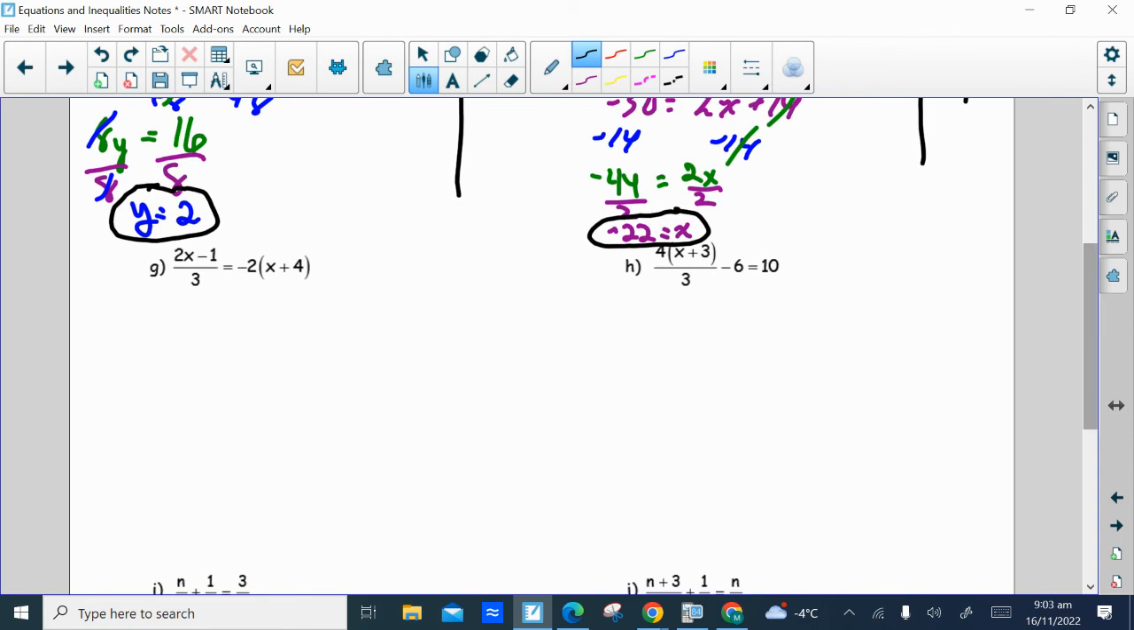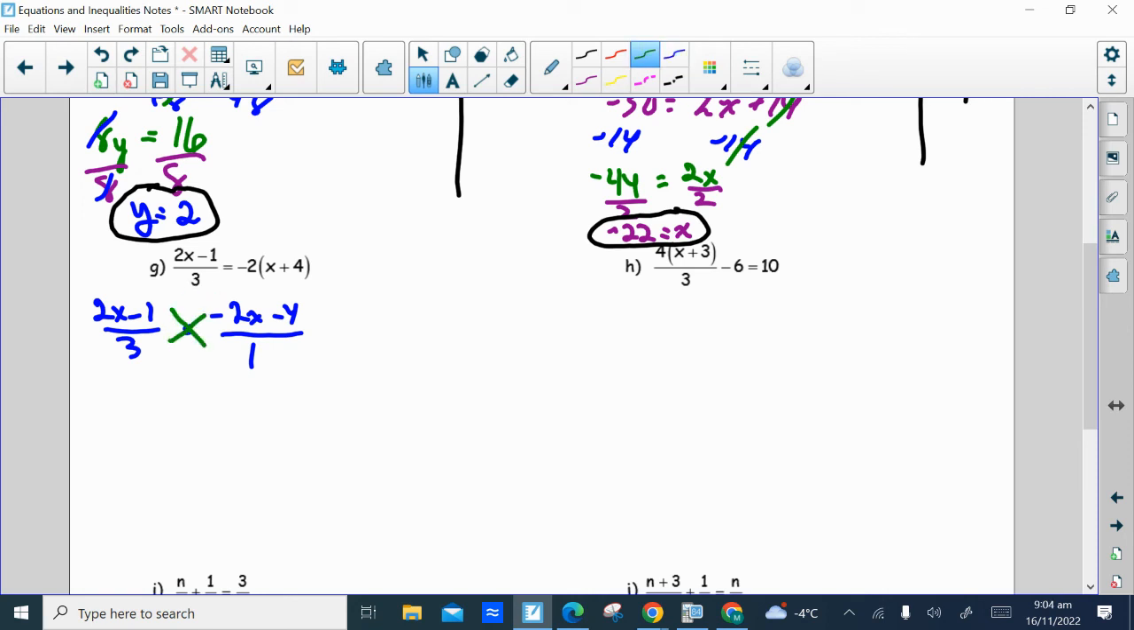All right, looking at question G. You've got a fraction on the left. We can make the right side a fraction by putting it over 1. So if I rewrite this out, and while I'm doing this, I'm going to multiply out the brackets on the right. Negative 2 times x and negative 2 times 4. But I put it over 1. So now I've expressed both sides as fractions.